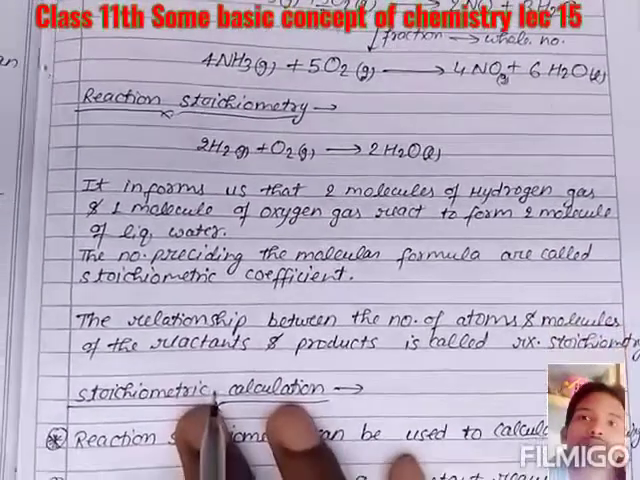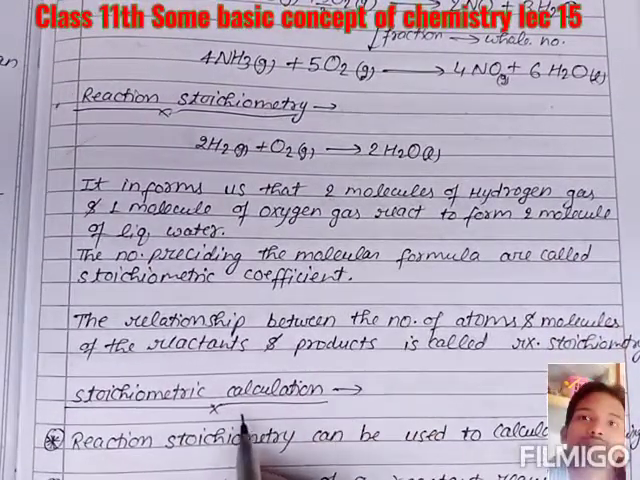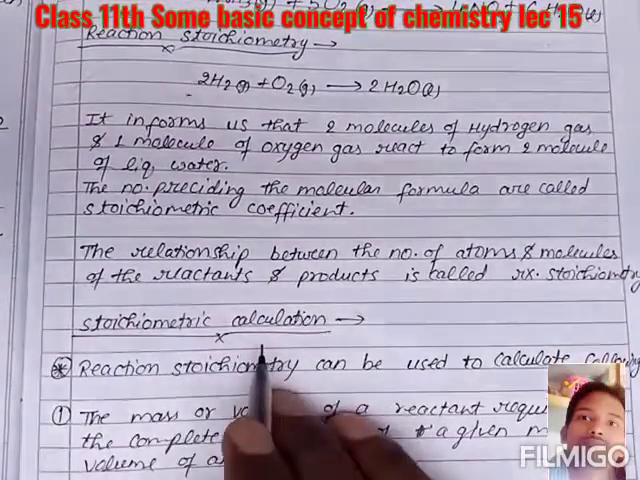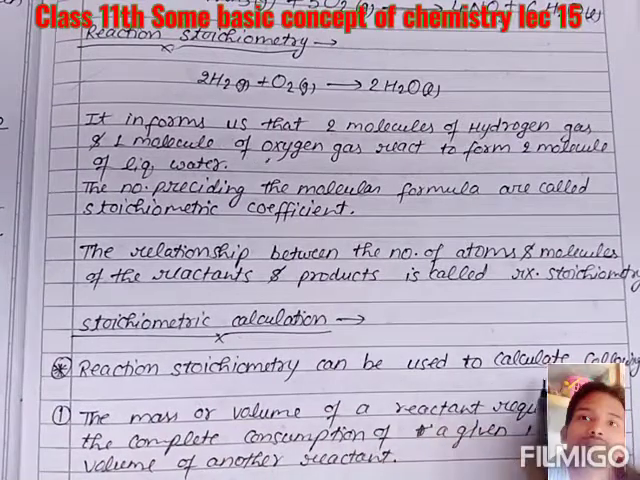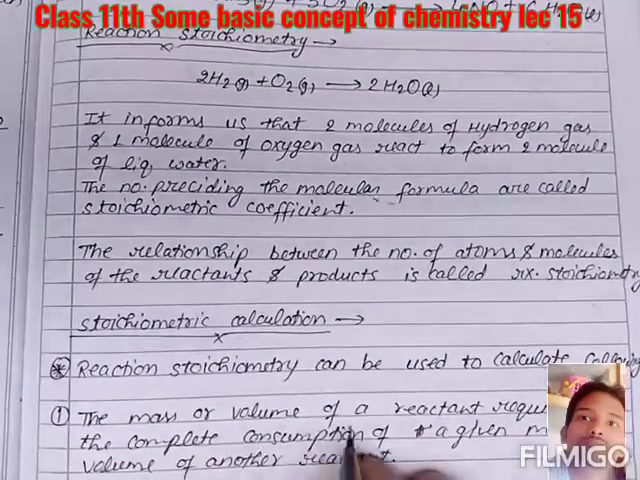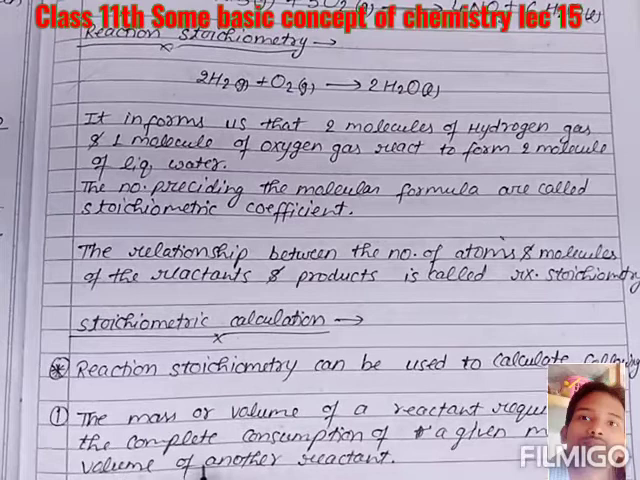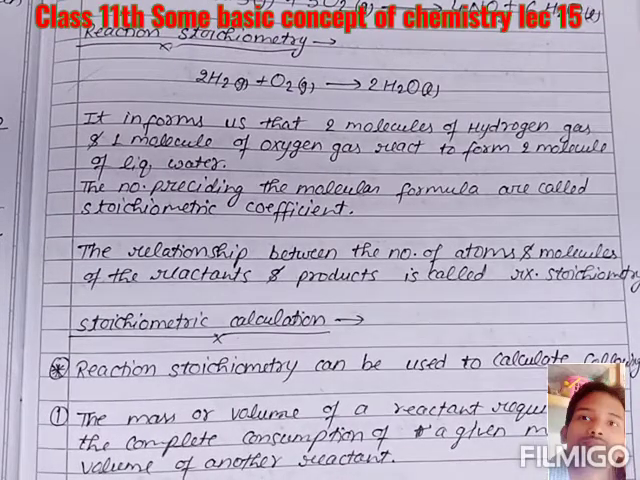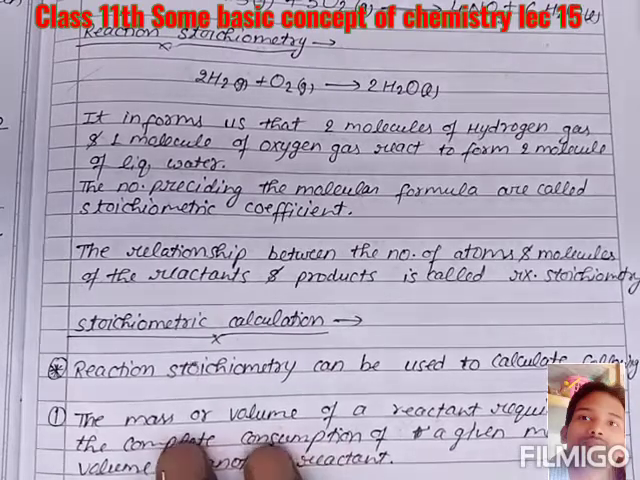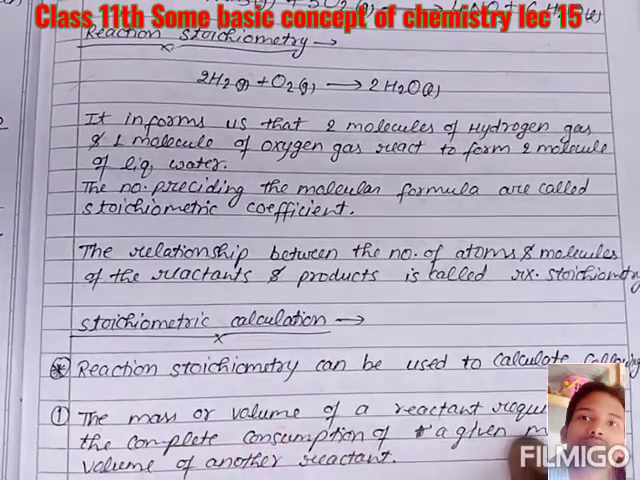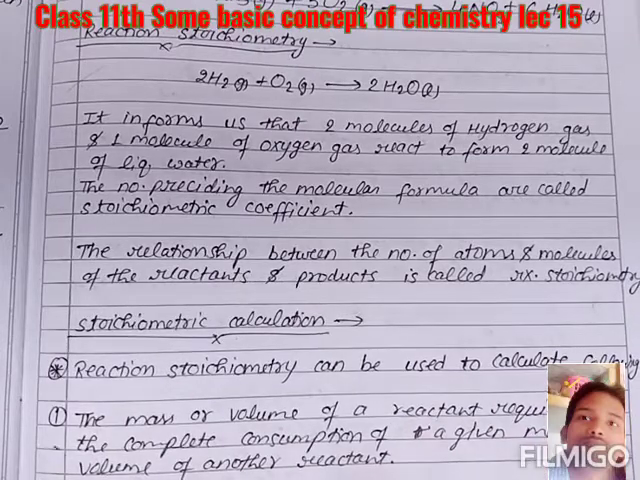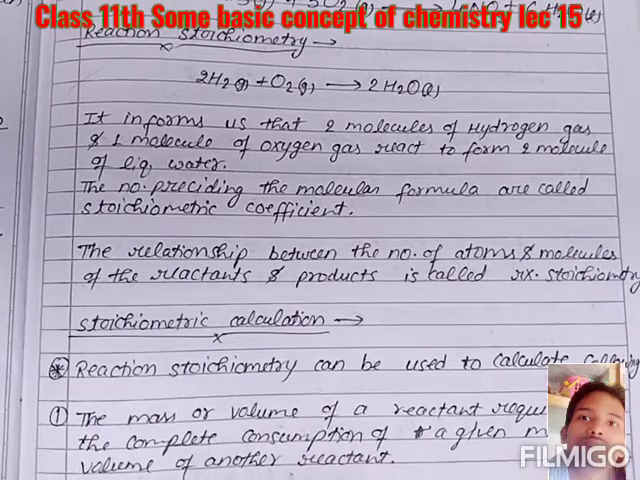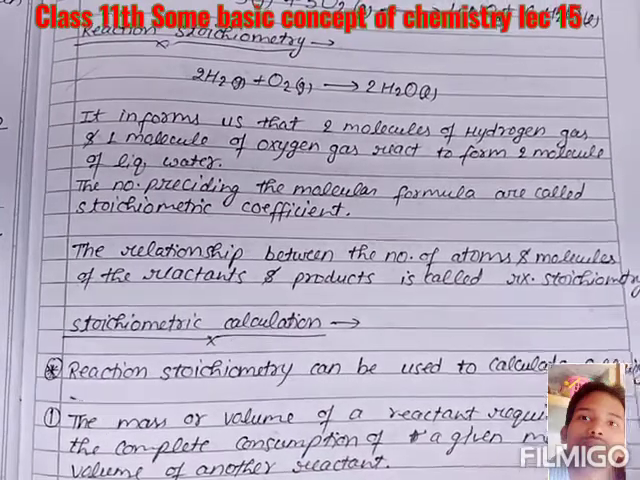Okay, now stoichiometric calculations. How can you do stoichiometric calculations? Reaction stoichiometry can be used to calculate the following: the mass or volume of a reactant required for the complete consumption of a given mass or volume of another reactant. Here we are talking about the mass or volume of the reactant required for complete consumption. If the reaction goes to completion, then the mass and the volume of the other reactant are determined accordingly.